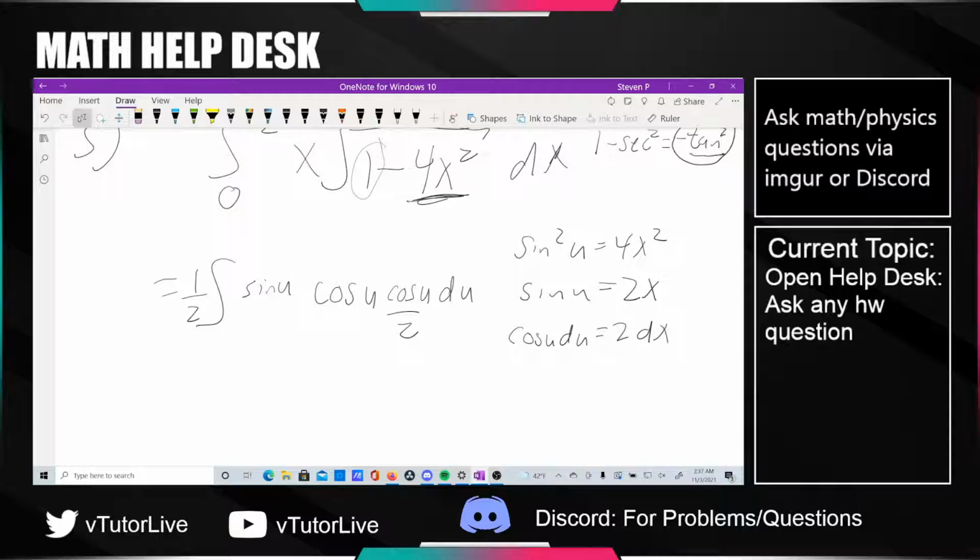Yeah. I think you know what to do at this point, right? Cosine squared of u du, and I think it just turns into a 1/4 out front. Okay, so use your favorite u substitution.